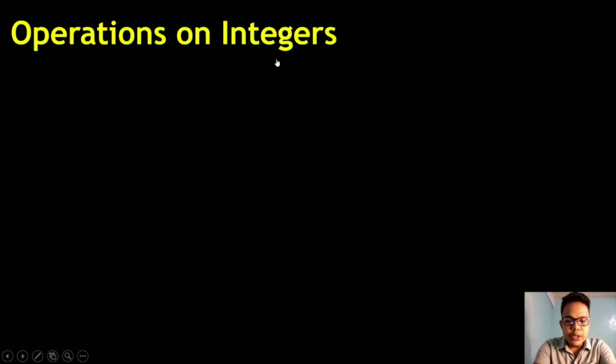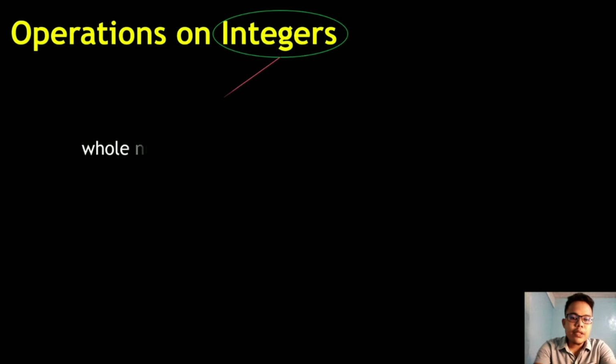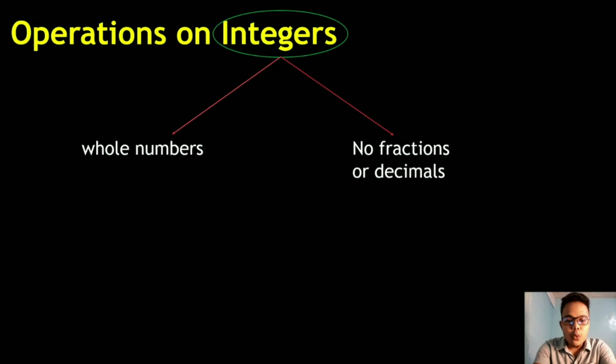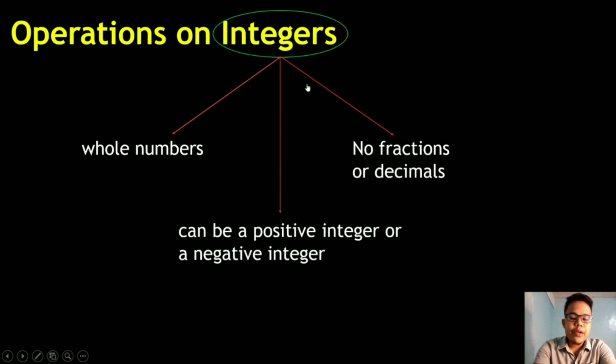Since operations on integers po yung pag-uusapan natin, let us first define what is meant by the word integer. Ang integer po is simply just a whole number. For a number to be classified as an integer, it must be whole, no fractions or decimals. And an integer can be a positive integer or a negative integer. So by definition, integers are sets of counting numbers, the negatives of the counting numbers, and including 0.